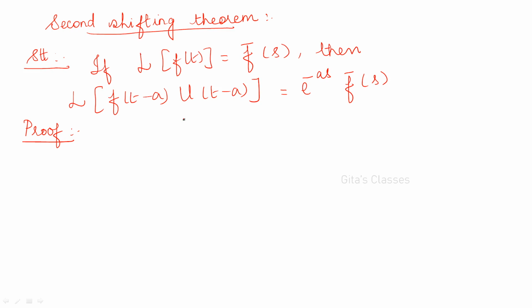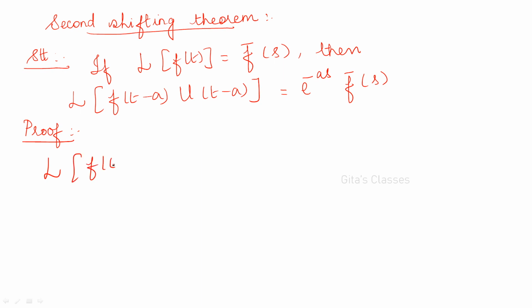Okay. And if the function is of the form f of t minus a into u of t minus a, where u of t minus a is the unit step function, then it is e power minus as into L of f of t. Actually, this function is u of t minus a times f of t minus a. For f of t, you have to find out L of f of t, that is our f bar of s, and e power minus as should be multiplied by this. Okay, first let us prove the theorem.